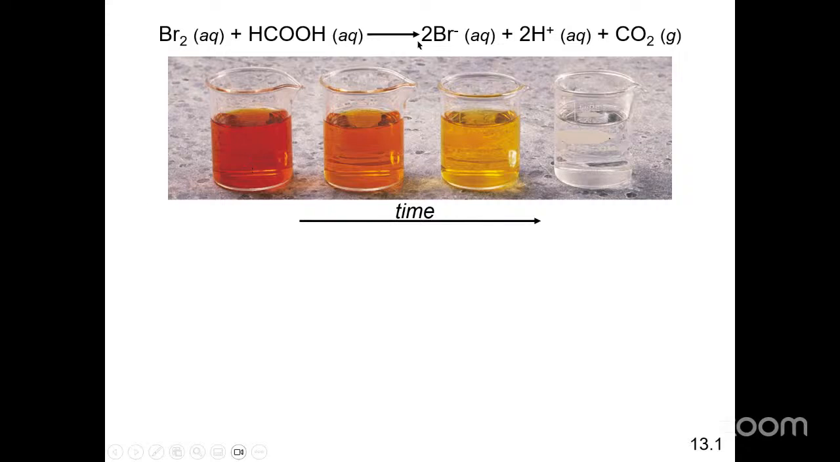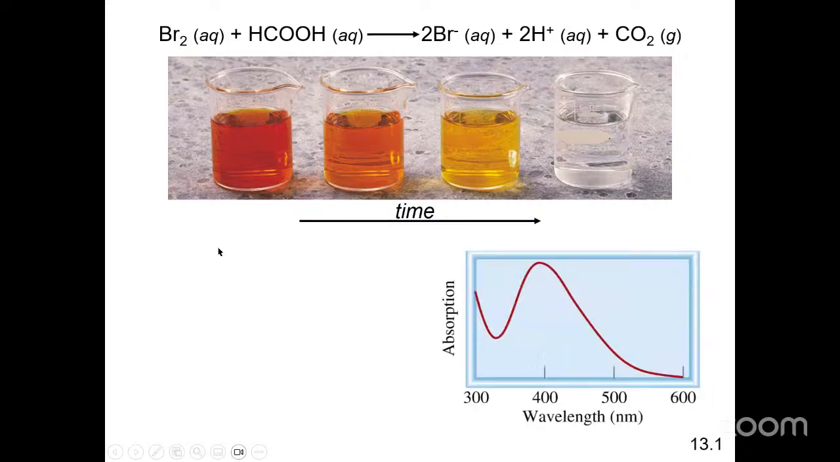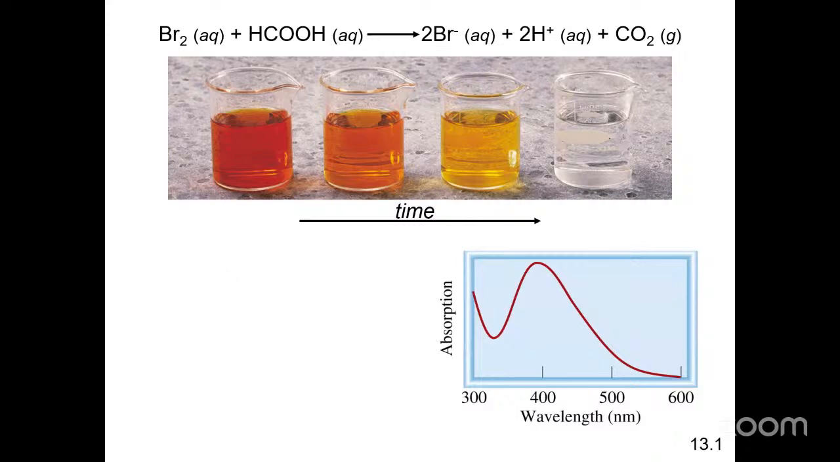So as the reaction progresses, as we can see here, what happens? The color of the solution becomes less and less intense until you get to a situation where it's colorless, which means that all the bromine has reacted, right? So we can indirectly measure the concentration of bromine by monitoring the intensity of the color of the solution, right?